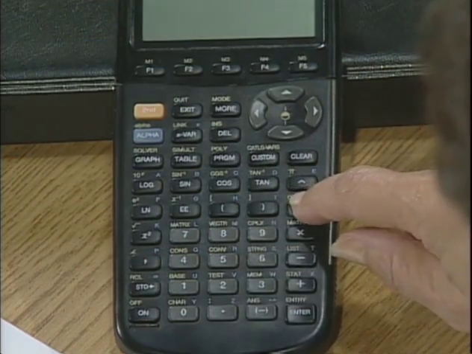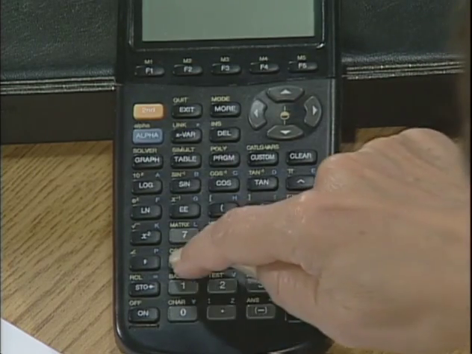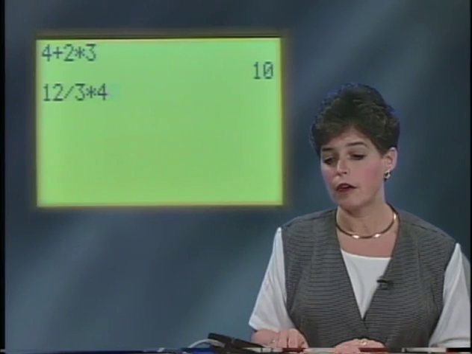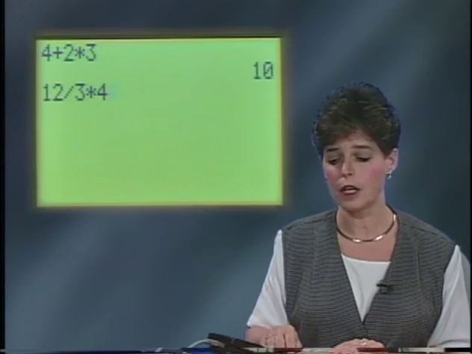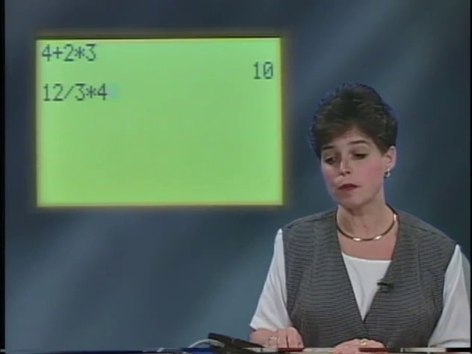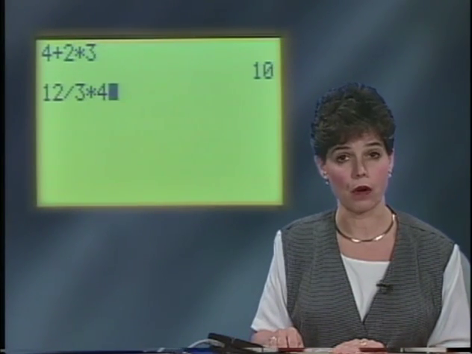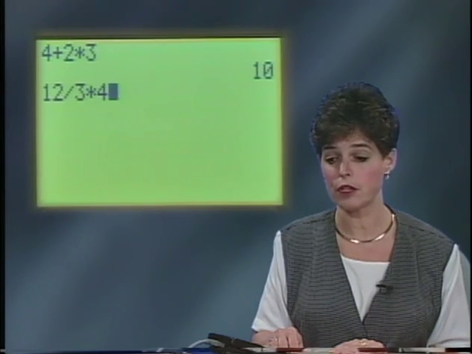12 divided by 3 times 4. Now you notice that I said divided by 3, and I pressed the key on the keyboard that looks like a division symbol. But on the actual display, we see what looks like a fraction bar. So remember that when you do see a fraction bar, it is going to mean division.